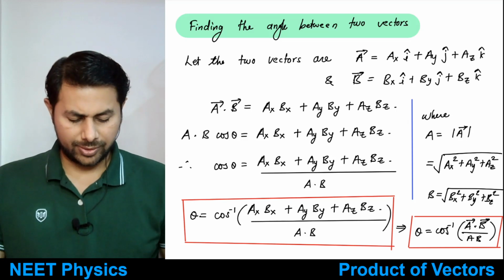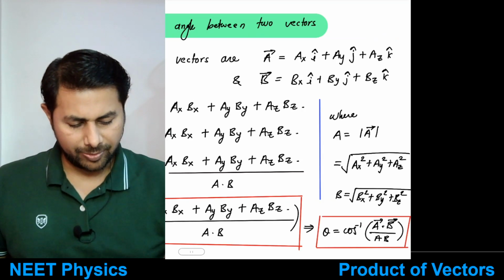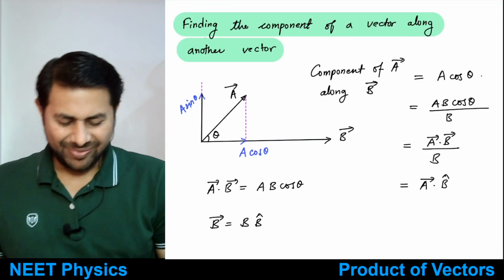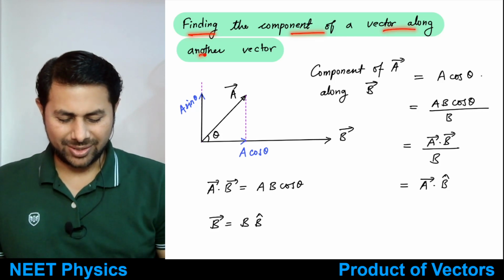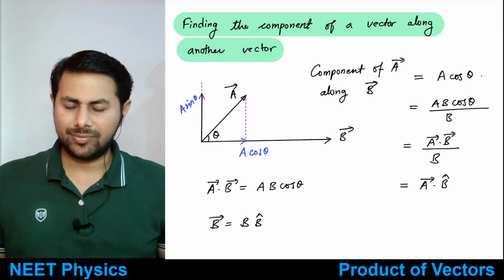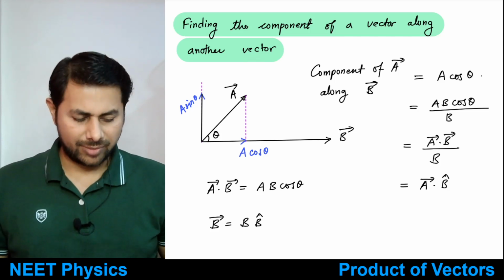Okay, good. This is how we find the angle between two vectors. So we can take an example for that. There is another use. Let's see first: finding component of a vector along another vector. So this thing we already know actually, but let's see.